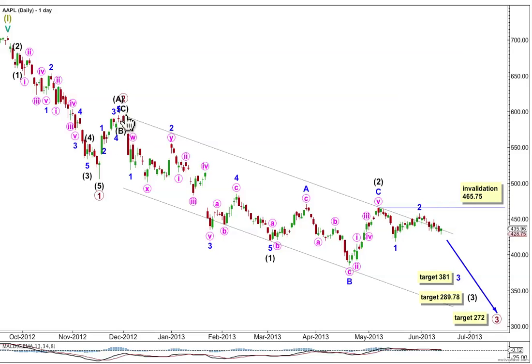Within primary 3 we have intermediate 1 complete, and intermediate wave 2, a running flat where the subdivisions fit perfectly, is complete. Intermediate wave 3 down has begun with a minor degree first and second wave, and minor wave 3 will reach 1.618, the length of minor 1 at 381. That target's still a few weeks away. The target for intermediate wave 3 is where it would reach equality in length with intermediate wave 1 at 289.78.